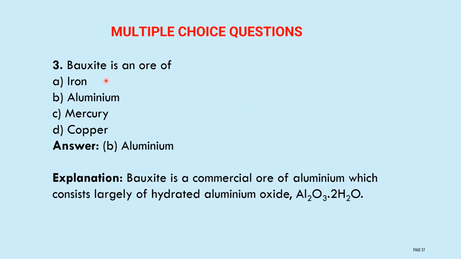Bauxite is one of the ores of: option A iron, option B aluminium, option C mercury, option D copper. Bauxite is one of the ores of aluminium. Bauxite is a commercial ore of aluminium which consists largely of hydrated aluminium oxide, Al2O3.2H2O.